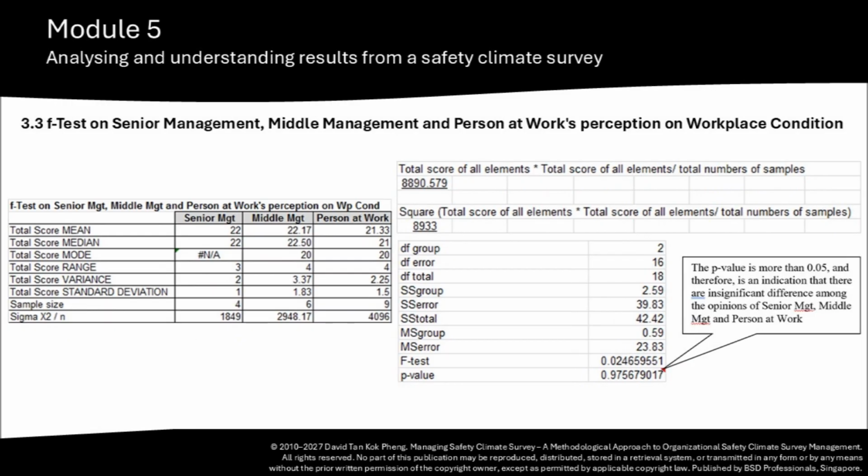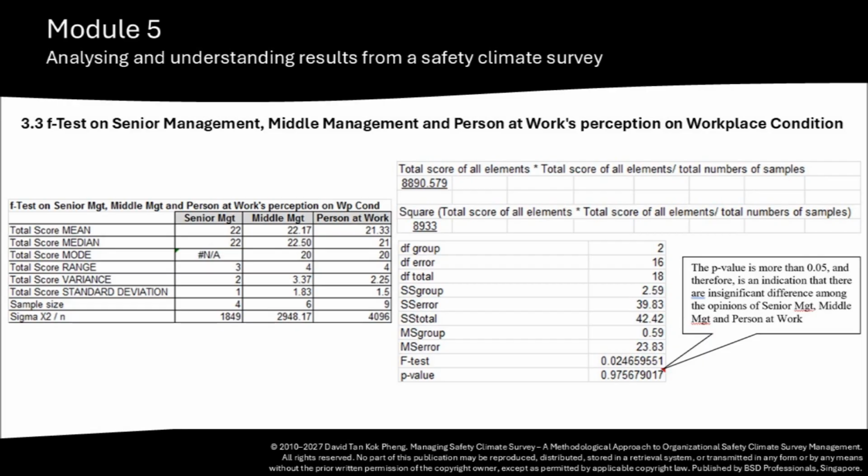Next, an F-test was conducted to determine whether there were significant differences in perceptions of workplace conditions among the three respondent groups: senior management, middle management, and persons at work. The computation was carried out as presented in the preceding table.